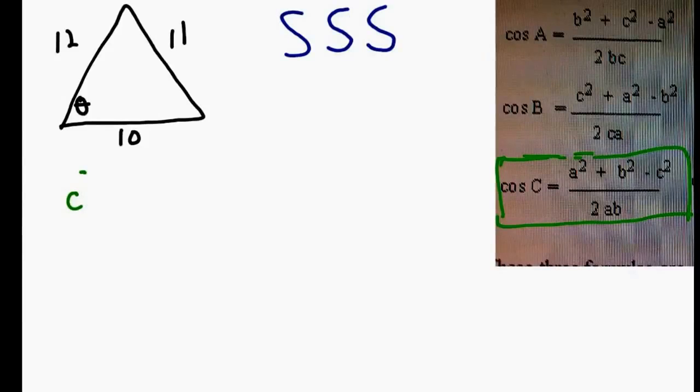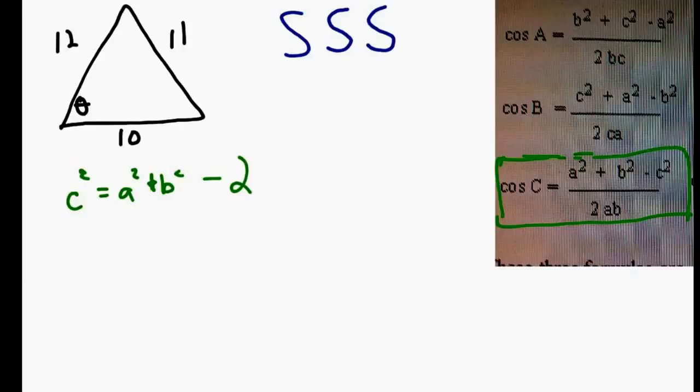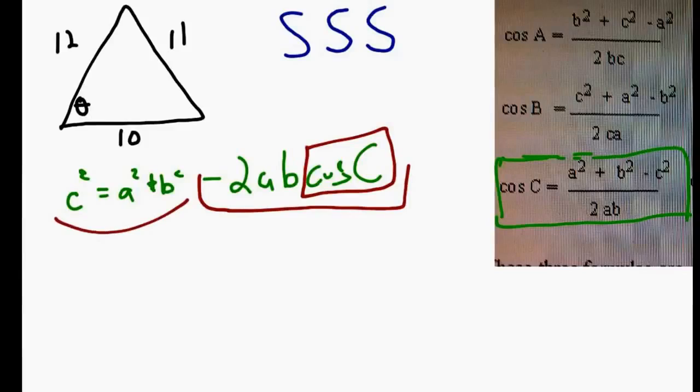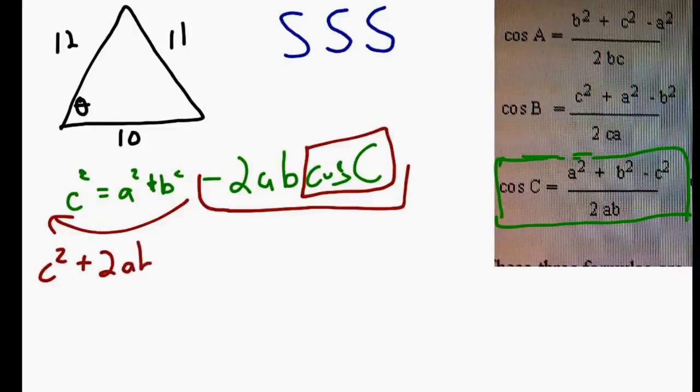So the formula was c squared equals a squared plus b squared minus 2ab cos c. Okay, so what we're looking for is cosine of c. So what they did is they just flipped everything around. They brought this whole thing to the other side. So by moving it to the other side, it becomes plus. So we have c squared plus 2ab cos c equals a squared plus b squared.